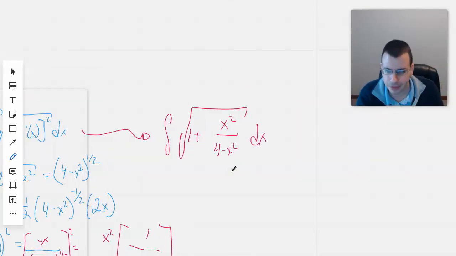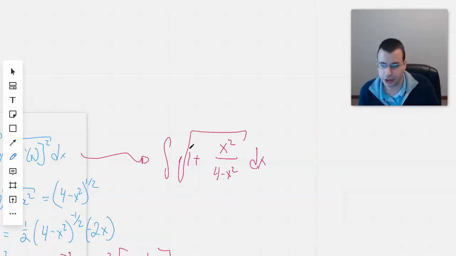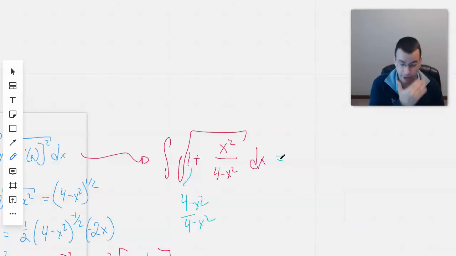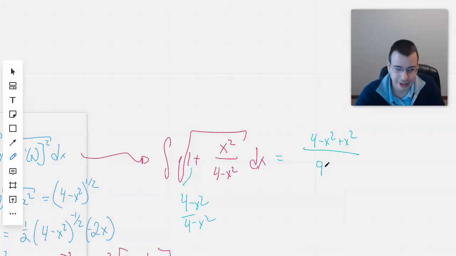Okay. Fear not, all is not hopeless. I'm going to rewrite this 1 in terms of 4 minus x squared over 4 minus x squared. Because the top and the bottom are the same, then they'll just equal 1. Unless that same number is 0, in which case you're dividing by 0 and the universe ends. You should avoid that one. You stay away from dividing by 0. Nope, that looks like a 9. There we go.